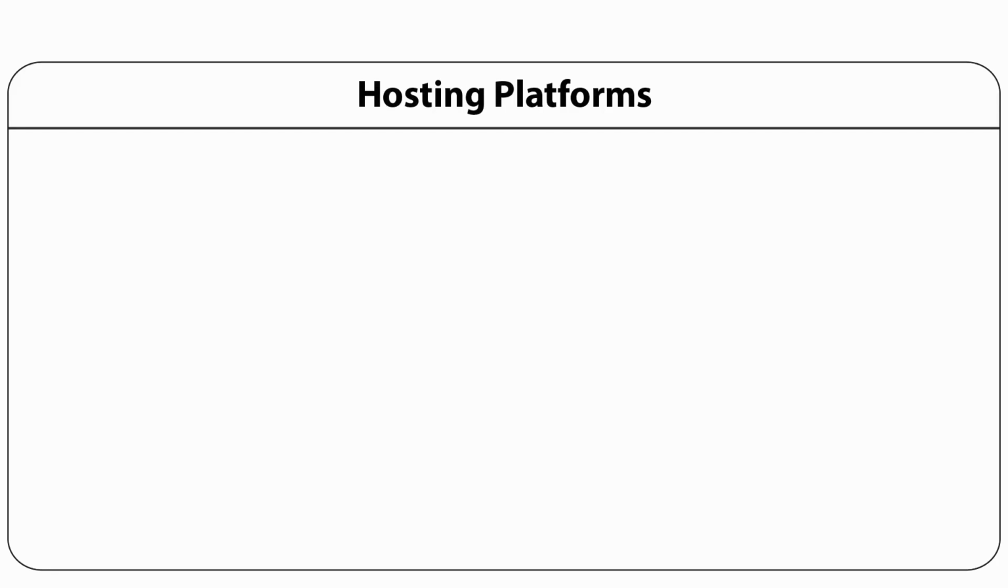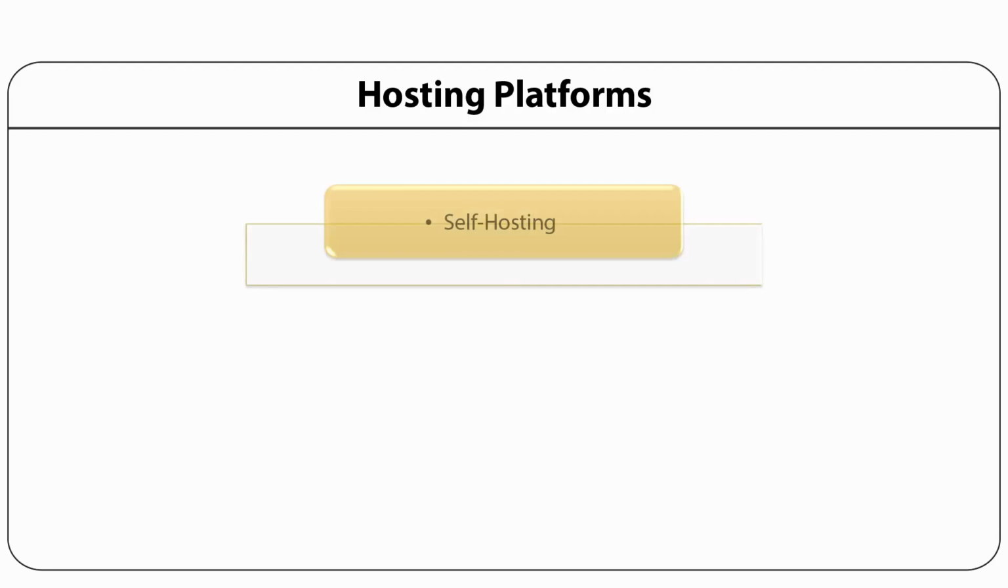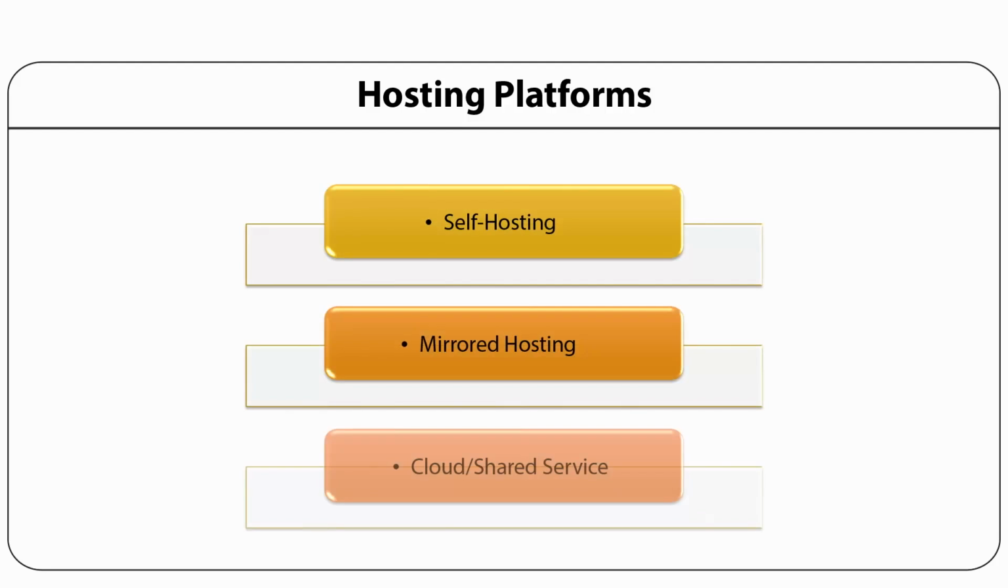And next, the last option is hosting platforms. Once your implementation and strategy are done, we need to plan for the hosting platform. The institution should plan to host the digital library content on its own server or some other mechanism to reduce the cost and the internet traffic. The options for hosting a digital library are self-hosting, mirror hosting, and cloud shared hosting. So these are the three options.